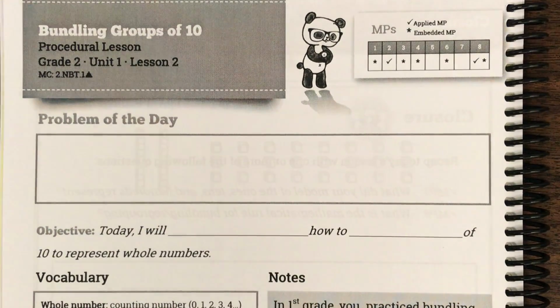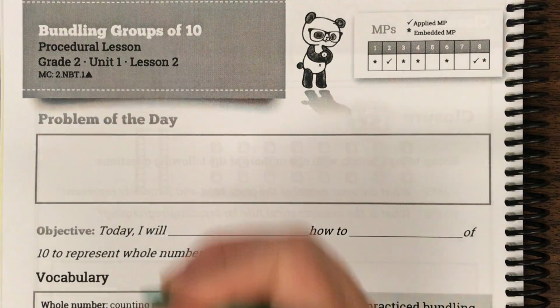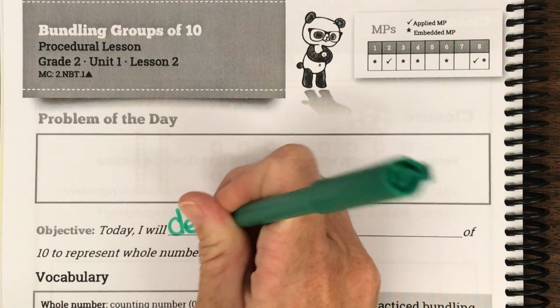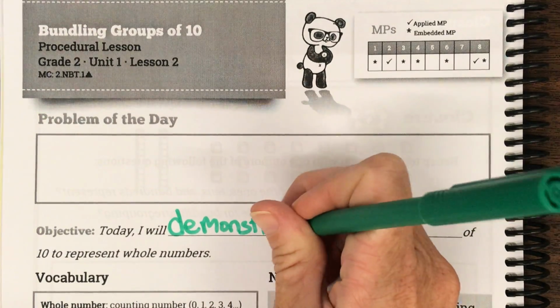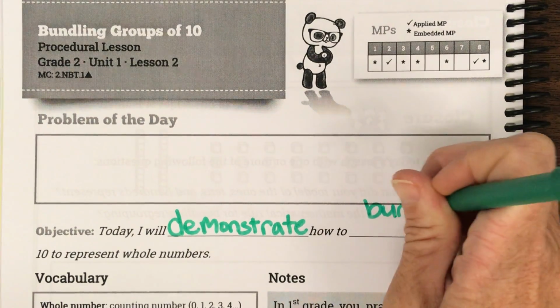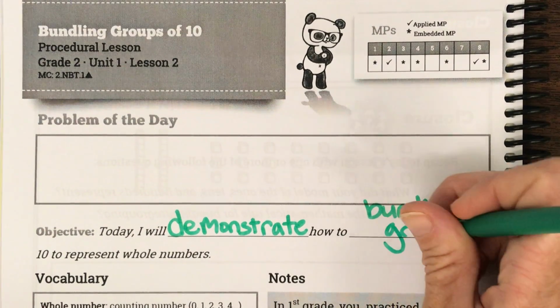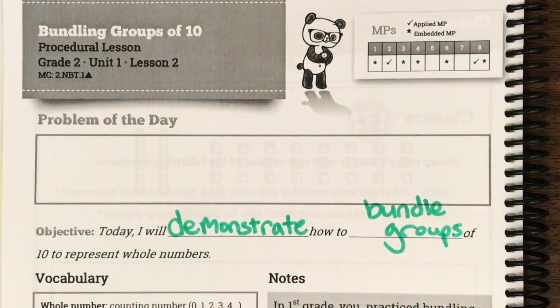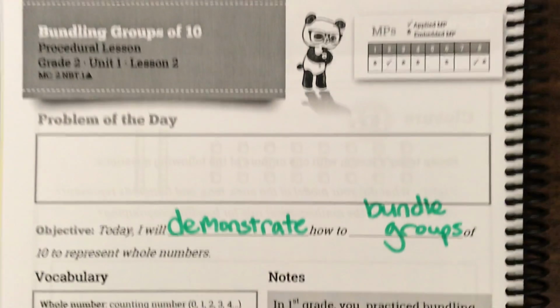And our objective, our goal for today, is: I will demonstrate how to bundle groups of 10 to represent whole numbers. We did this in our last video. Today I will demonstrate. Demonstrate, remember, means to show how to bundle, so we're going to be circling and making groups of 10 to represent whole numbers. So let's look at our vocabulary.